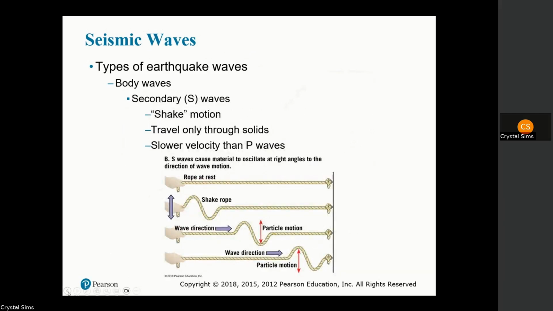S waves, or secondary waves, shake the particles at right angles to their direction of travel. And they can only travel through solids. Their velocity is slower than P waves. So P waves can change the volume of intervening material by squeezing it or compressing it and stretching it, but S waves change the shape of the material that transmits them. But again, secondary waves can only go through solids.